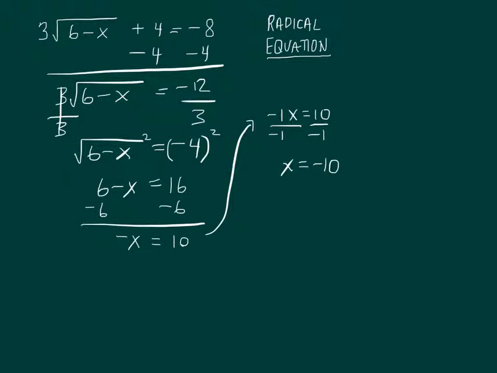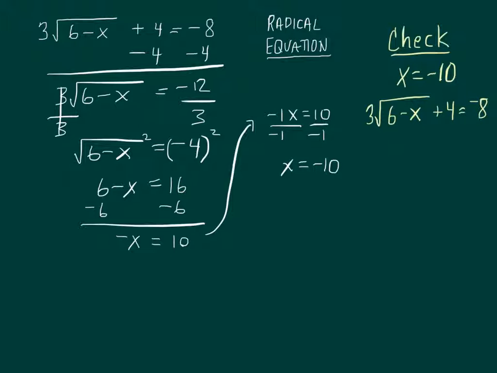Okay, so what we'll do is we will go through a check. In this case, we're checking to see if x equals negative 10 is a solution. So we will rewrite the original, and it's important we go back to the original equation. And we're plugging in, for x, a negative 10. And we'll see if the left side does equal the right side, which is what we're looking for.